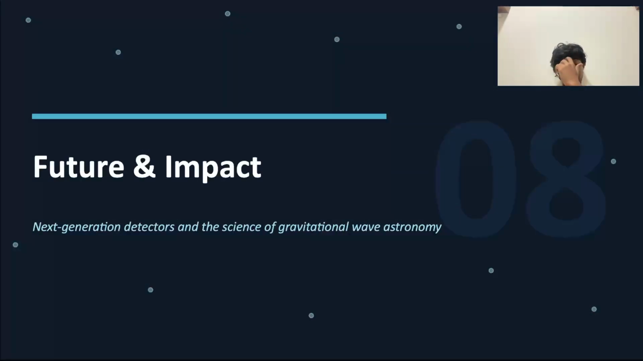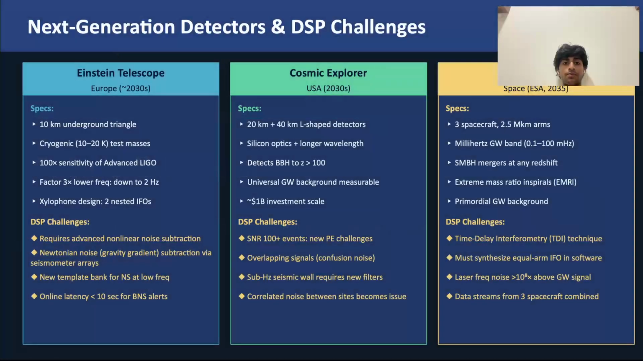Now we'll get into the future and the impact of the detection of gravitational waves. Now, what comes next makes LIGO look like a prototype. Over 100 detections, the gravitational wave astronomy community treats this as just the start.